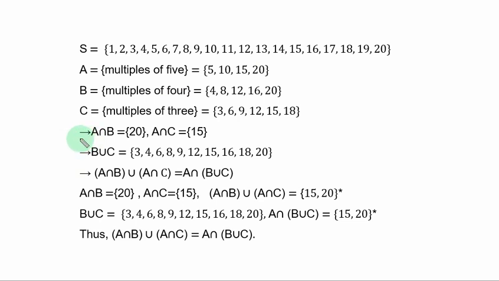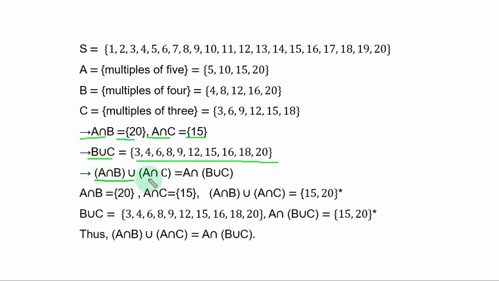We continue from here. A intersection B, that is the element or elements common to set A and B, and you have 20. The next, A intersection C, the element or elements common to set A and C, you have 15. The next one is B union C. The combination of all the elements in set B and C, avoiding repetition, you have this result.